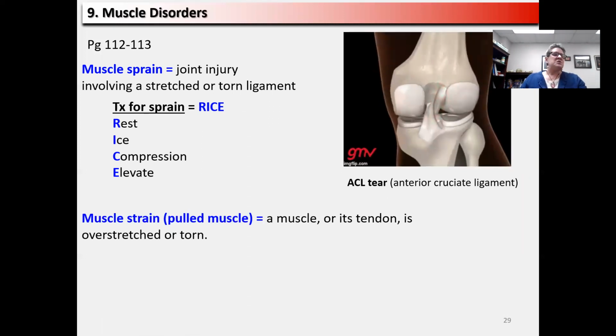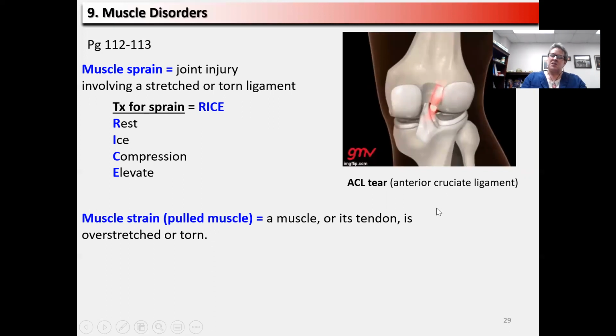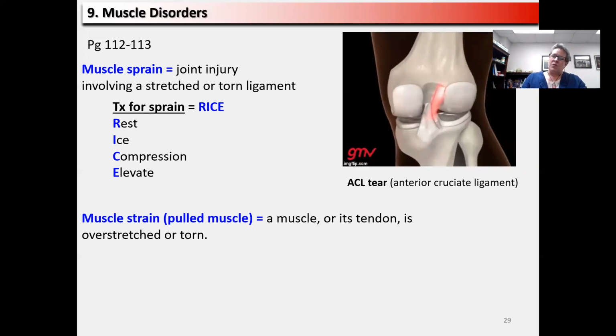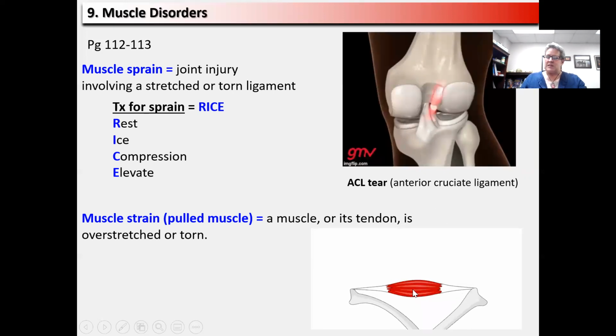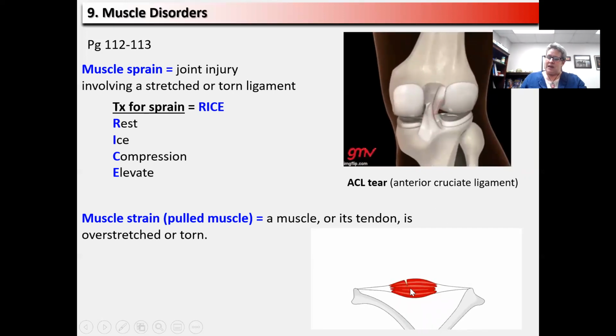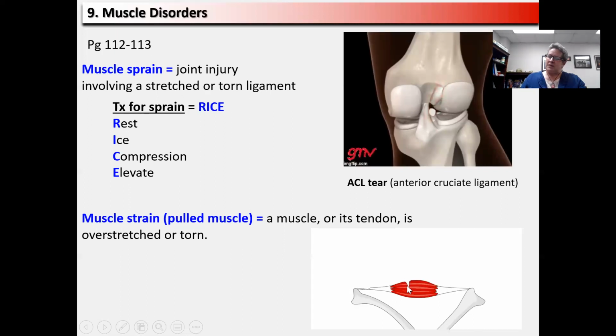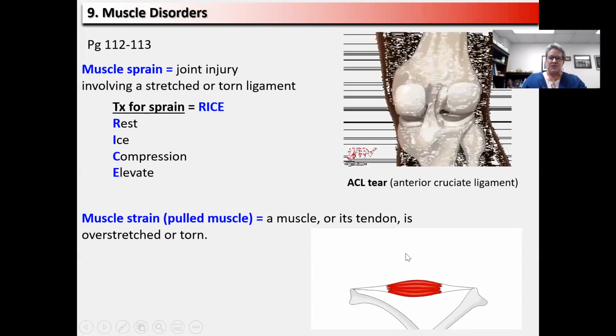Now, a muscle strain is actually a pulled muscle where the muscle is overstretched or it's actually torn. Okay, so here's a muscle that's actually got a tear in it. And those can heal, but they might also require surgical intervention.